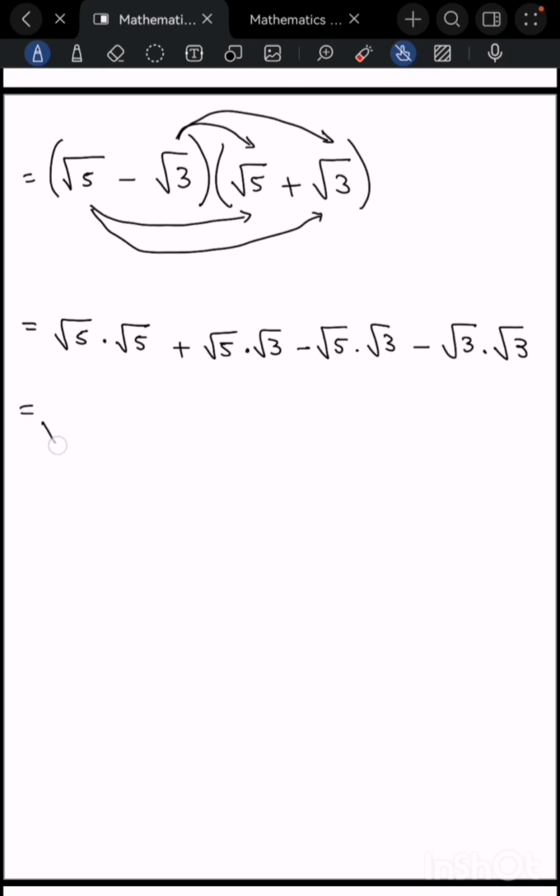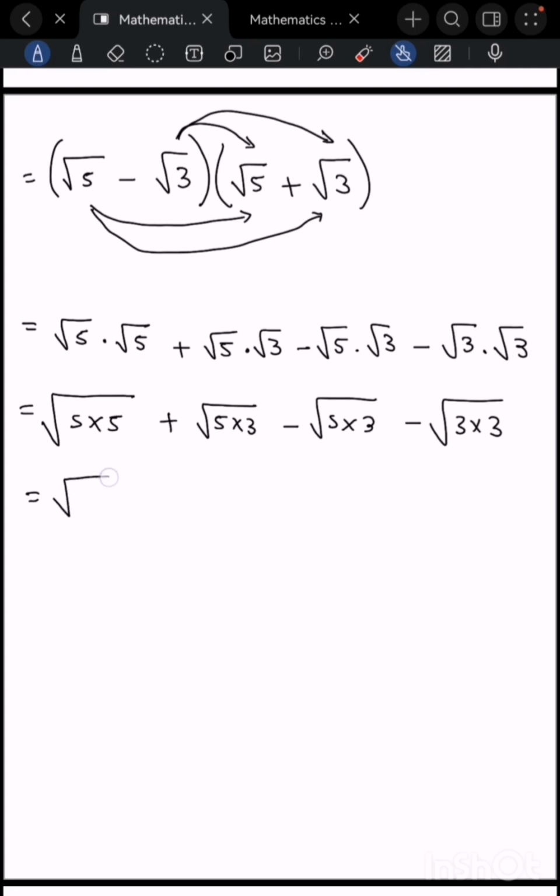This becomes the square root of 5 times 5, plus the square root of 5 times 3, minus the square root of 5 times 3, minus the square root of 3 times 3. This becomes the square root of 25, 5 times 5. This becomes the square root of 15, 5 times 3, minus the square root of 15, 5 times 3, minus the square root of 3 times 3, which is 9.